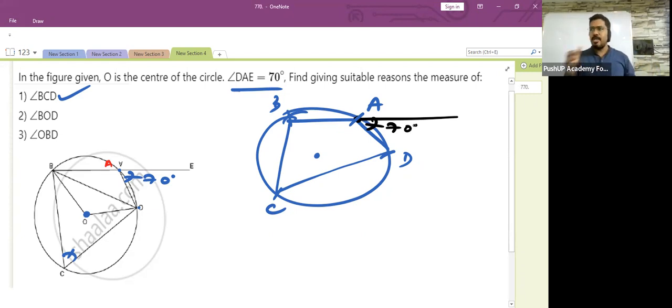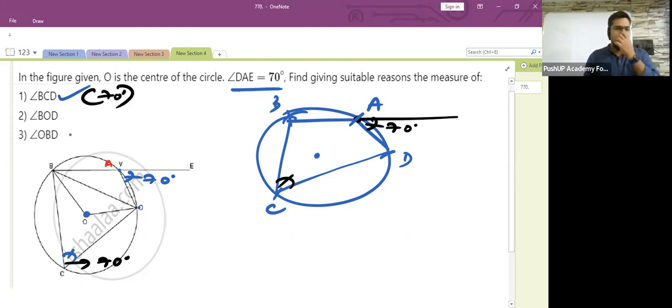The best way, children, is to redraw the figure, mentioning only those portions which are going to help you to fetch the answer. So I just drew the cyclic quadrilateral ABCD and extended the line further towards the right, so that I get the exterior angle as 70 degrees. According to the exterior angle property of a cyclic quadrilateral, the exterior angle is equal to the opposite interior angle. So this angle has to be 70 degrees. First one is solved. Very good. I think most of the students got it.